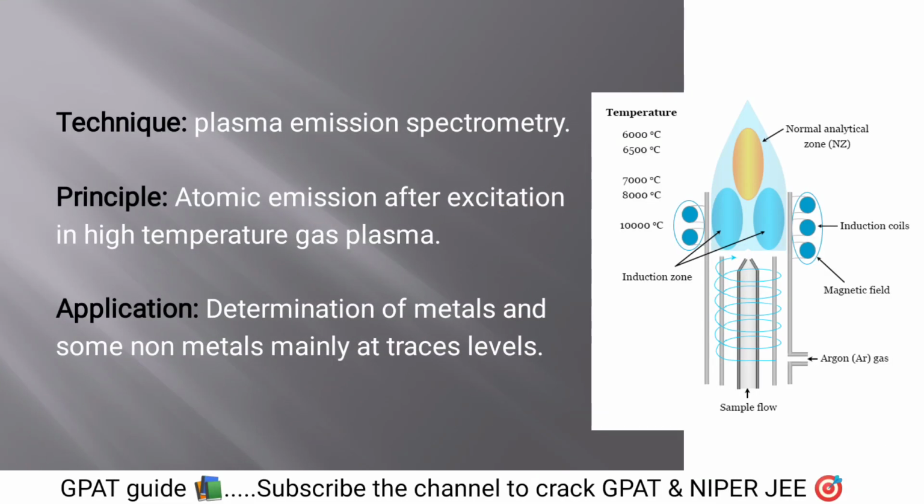First technique is plasma emission spectroscopy, which is based on the principle of atomic emission after excitation in high temperature gas plasma. Application is the determination of metals and some non-metals, mainly at trace level.